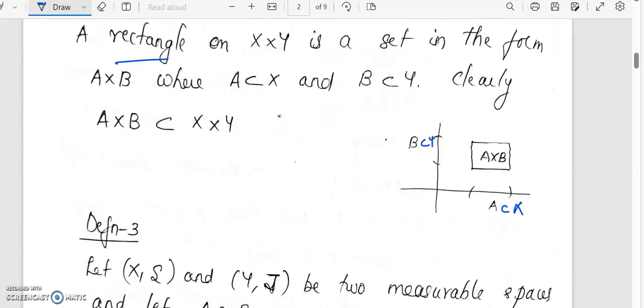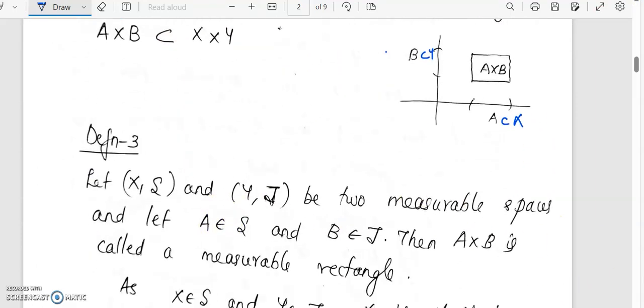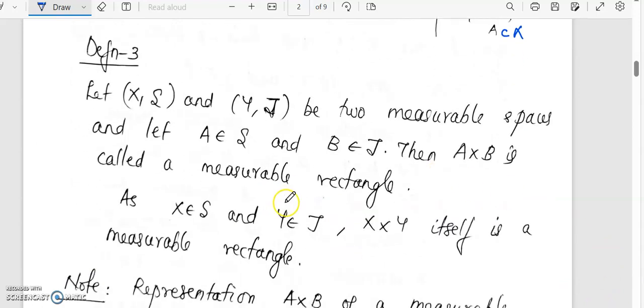Now the next definition is a measurable rectangle. A rectangle is said to be measurable if, where X with script S is a measurable space and Y with script J is a measurable space, we consider A belongs to script S. That means A is a measurable subset of X. Script S is a sigma algebra, a collection of measurable subsets of X. Similarly script J is a collection of measurable subsets of Y.